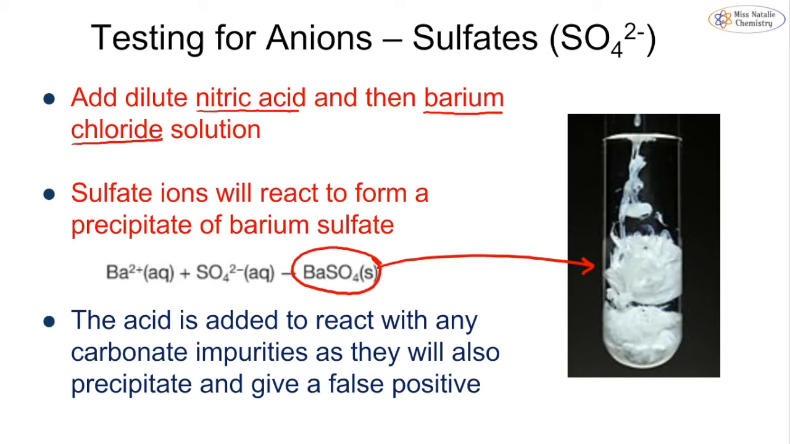Now, the reason that we add the acid is to react with any carbonate impurities, because if we have carbonates present and we form barium carbonate, that is going to give us a false positive, and we don't want that, because that's telling us that potentially there's a sulfate there when it's actually not. So by adding the acid, we're going to create the carbon dioxide, similar to what we've just seen in the previous test, to get rid of all those carbonate impurities, and then we add the barium chloride. Again, very common exam question.